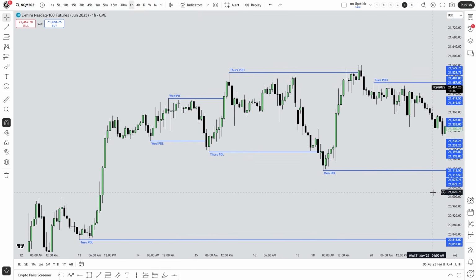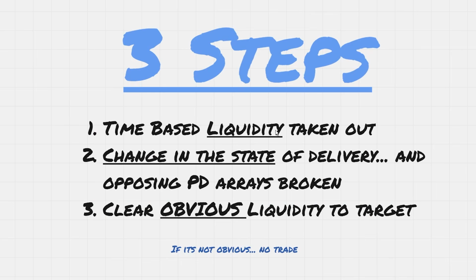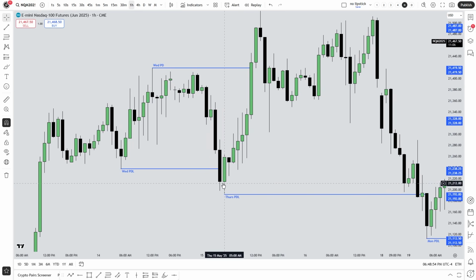So down over here, Wednesday's previous day low, what is that to us? Why is that significant? We want to pay attention to time-based liquidity being purged. And if we go back to that checklist, we're looking for time-based liquidity to get taken out, a change in the state, opposing PD arrays to get broken, and then clear obvious liquidity to target. So Wednesday's previous day low was taken out.